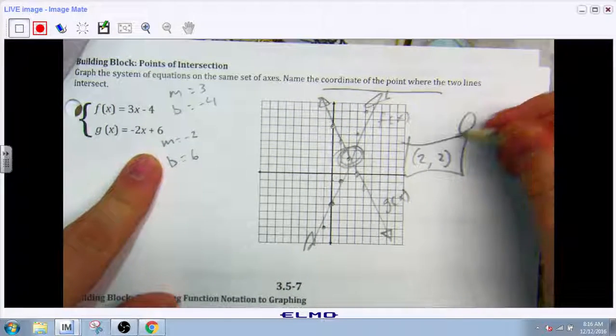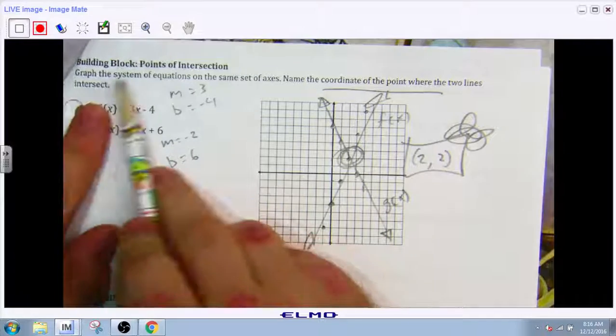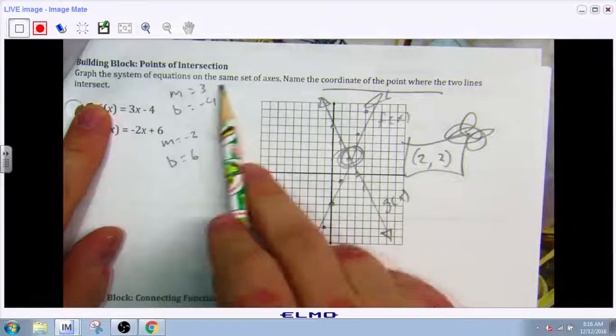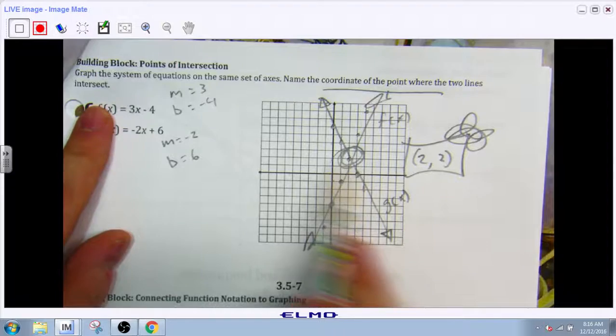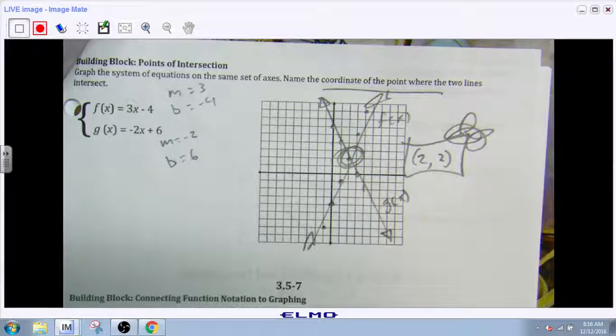Box it up, put a bow on it. Did I do it right? Graph the system. I graphed it, yes. Name the coordinate of the point. I did. Cool, I'm done. I love being done. All right, let's move on.